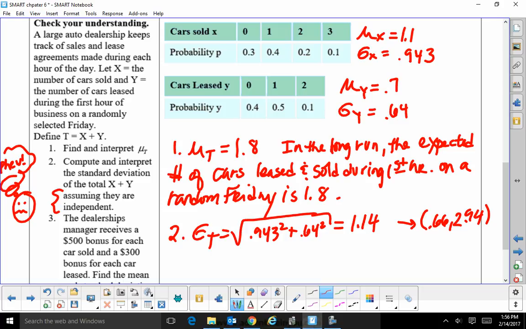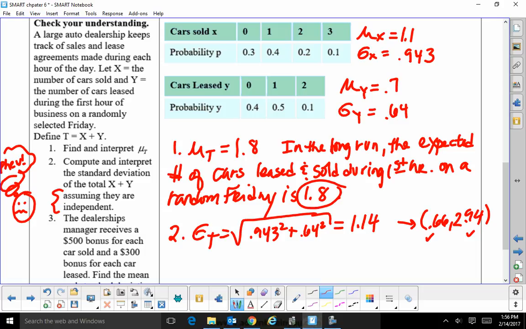So if this is my mean, if I add 1.14, it takes me here. If I subtract 1.14, it takes me here. So I know most of the cars sold and leased, right? The typical amount of cars sold and leased on a random Friday at noon is between those two values. That's a pretty easy representation too.